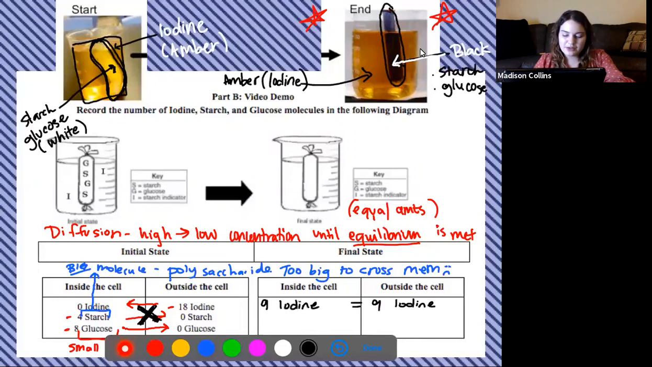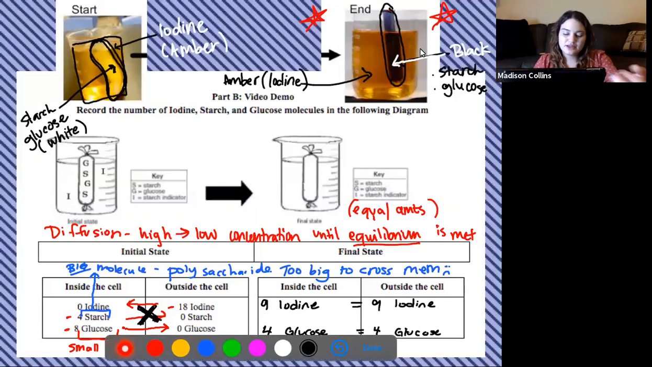The same thing's going to happen here with glucose. While originally we had 8 inside the cell, those are going to diffuse out of the cell this time. So we'll have 4 molecules of glucose inside the cell and 4 molecules of glucose outside of the cell. So again, equilibrium has been met. There are even amounts on the inside, even amounts on the outside.